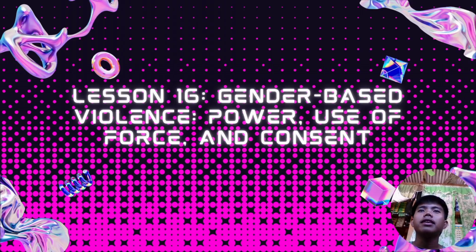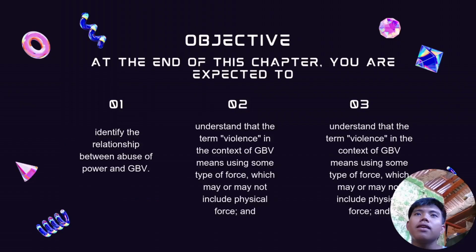Good day, everyone. Lesson 16: Gender-based violence, power, use of force, and consent. Objectives: at the end of this chapter, you are expected to, number one, identify the relationship between abuse of power and GBV; number two, understand that the term violence in the context of GBV means using some type of force, which may or may not include physical force; and number three, understand the meaning of informed consent and its relationship to GBV.